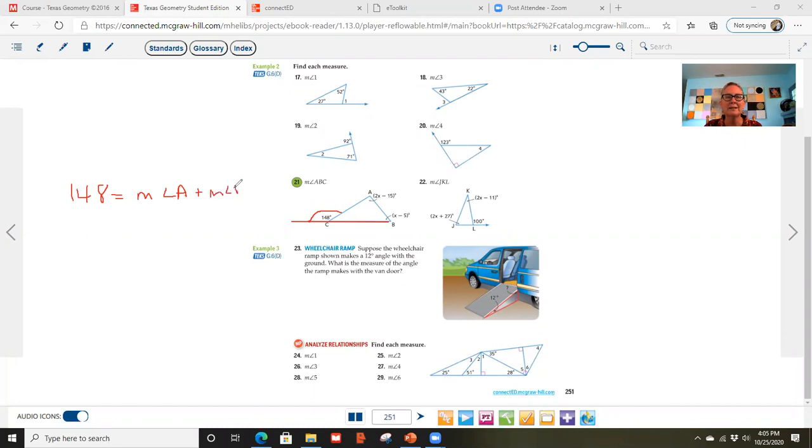I'll change it to typing so it's easier to read. What you're going to end up doing is having 148 set equal to, what is the measure of angle A? It's 2x minus 15, and then that's going to be added to the measure of angle B, and that's x minus 5. Okay, so now I have an equation that I can solve.